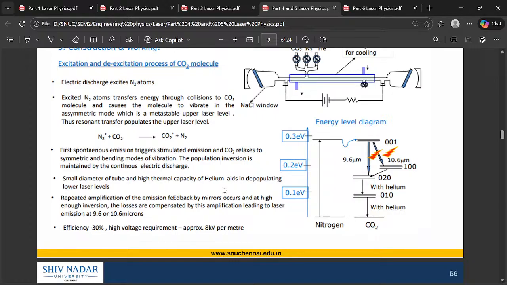The population inversion is maintained by the continuous electric discharge. So N2 is required to maintain the population inversion.